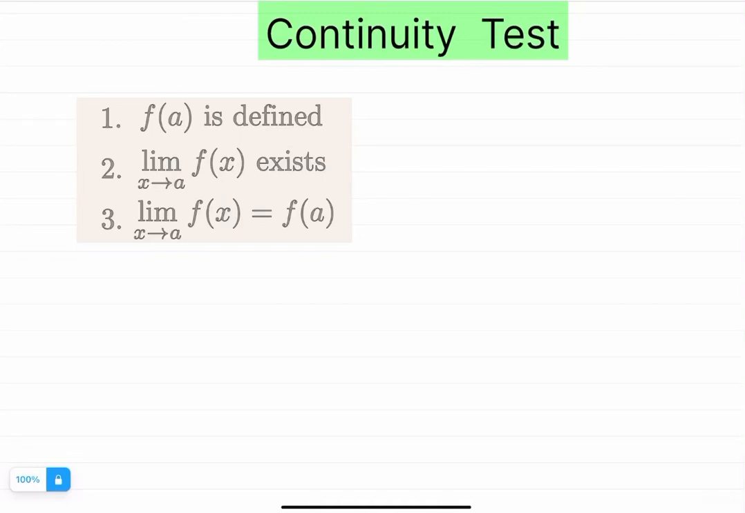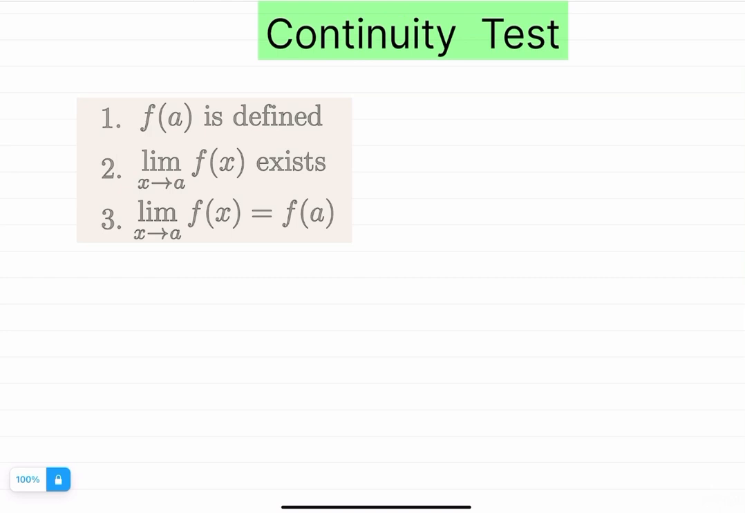In this video, we're going to study about the continuity test. Now we know what a continuous function is: a function which can be drawn without lifting our pen, or we can say if there is no abrupt change in the values. So this is called a continuous function.